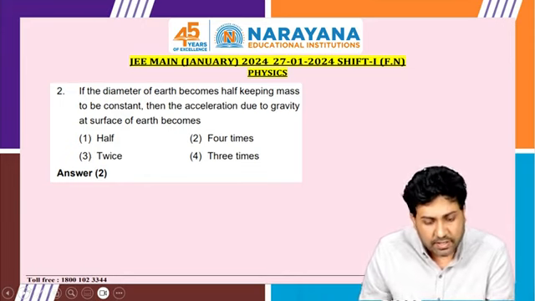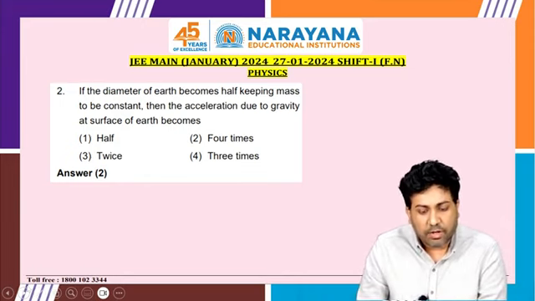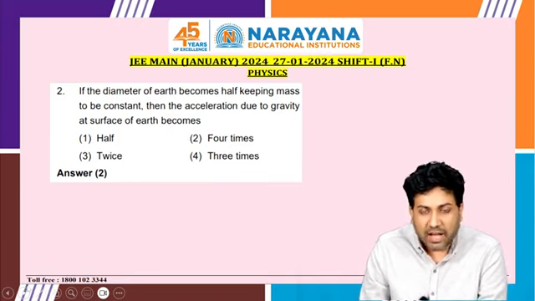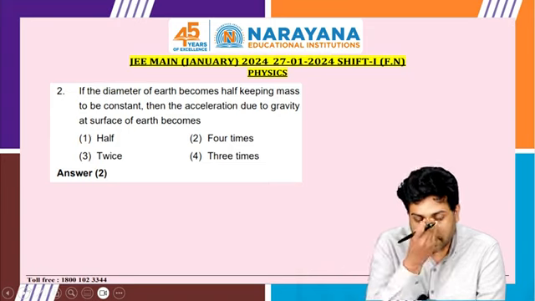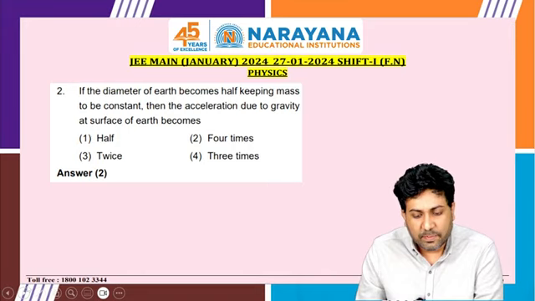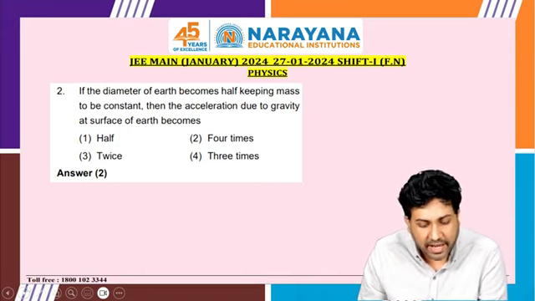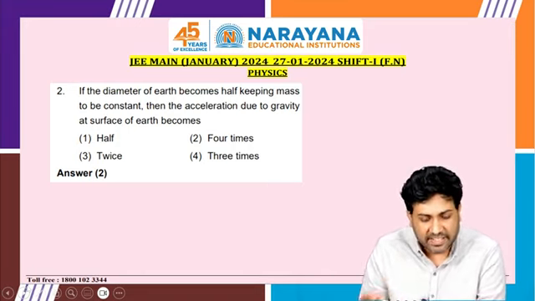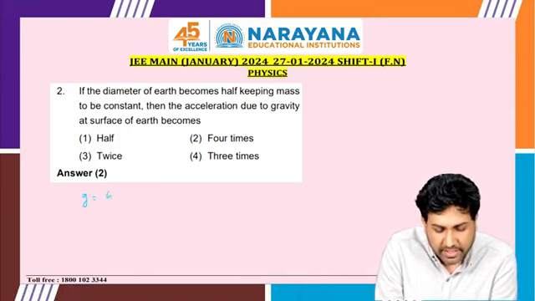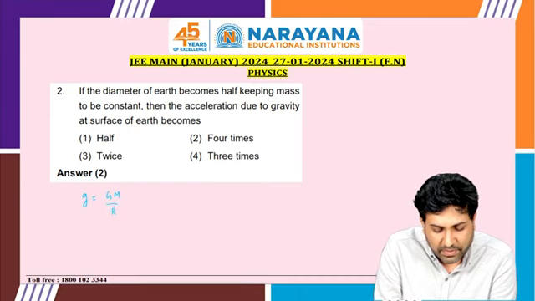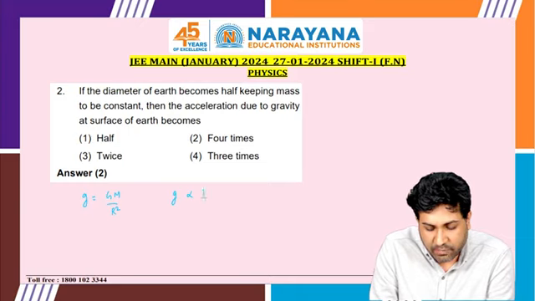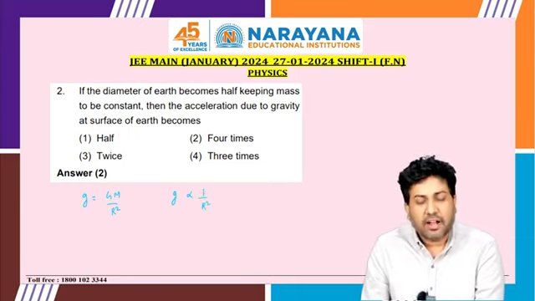In this question it is given that the diameter of earth becomes half, keeping the mass constant. So mass is constant but the diameter has decreased, obviously the density has increased. Then what will be the acceleration due to gravity at the earth's surface? Will it increase, decrease? Let's see. You know that the acceleration due to gravity is equal to GM by r square. That means the acceleration due to gravity is inversely proportional to r square.